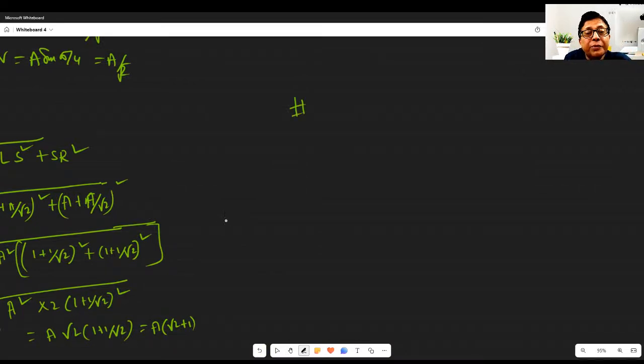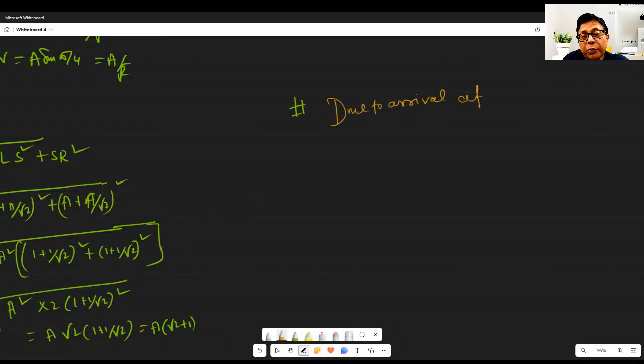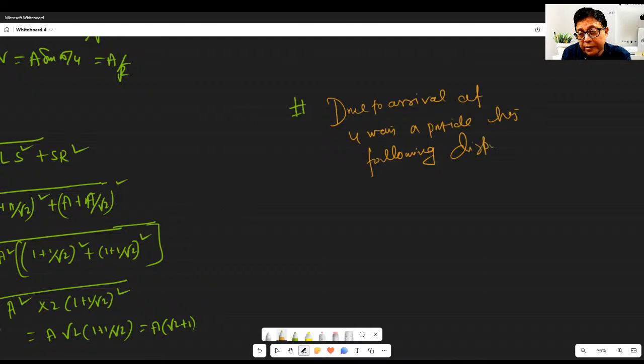Due to arrival of 4 waves, a particle has the following displacements. What are those?